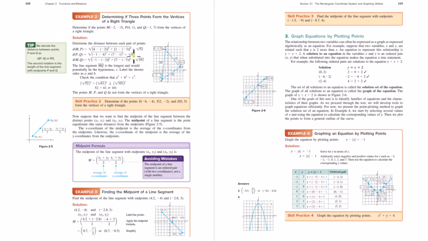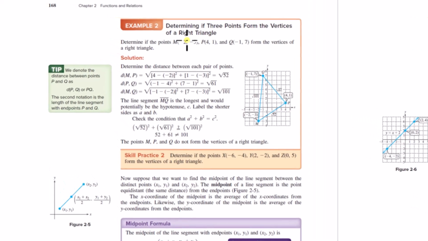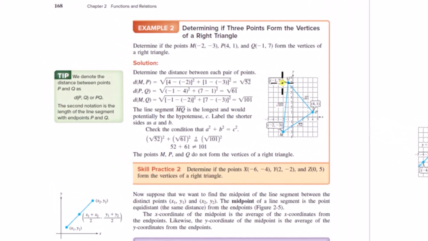Okay. So now determining if 3 points form the vertices of a right triangle. So yeah, all they're going to do here is find the distance between these 3 points in the Cartesian plane and then apply the Pythagorean theorem to those. The largest of those three distances is going to have to be the hypotenuse if it's a right triangle. Then they take the sum of the squares of the two shorter distances, which would be the legs, and see if that equals the square of the longer distance.